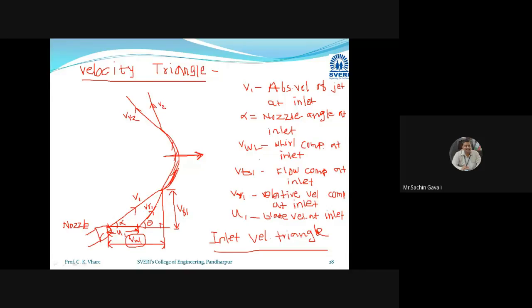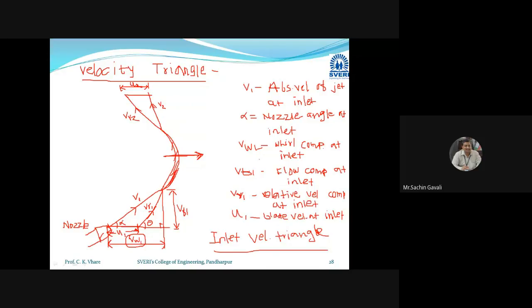And there is a difference between VR2 and V2 that can be represented by velocity U2. This will be U2. So this will be U2 means what? Velocity triangle at outlet. Outlet means everything will be denoted by suffix 2.